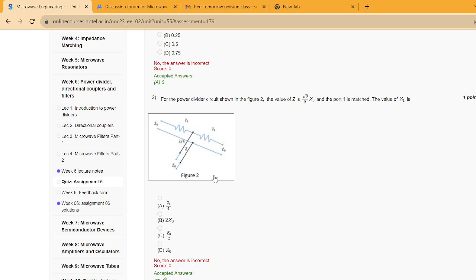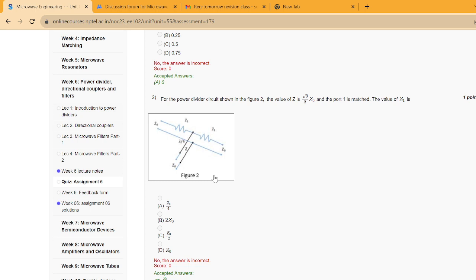Z1 plus Z0 divided by 2. That will be the equivalent, and that equivalent is nothing but the load. So, ZL is equal to Z0. That load should be Z0 for the reflection coefficient to become 0. So, ZL equal to Z0.